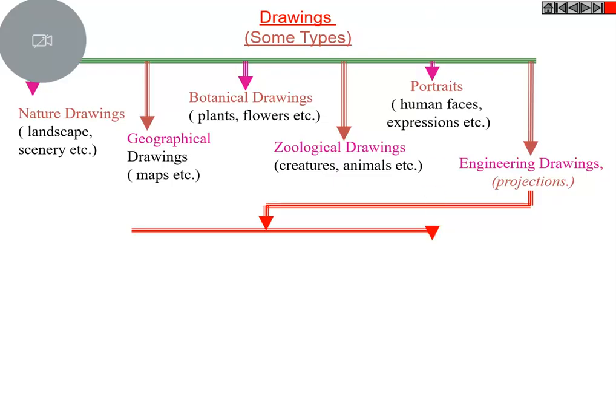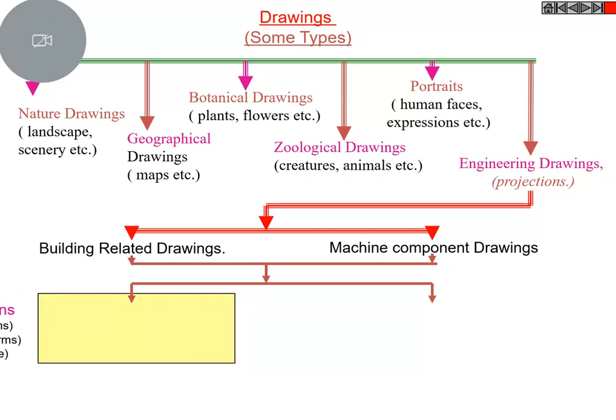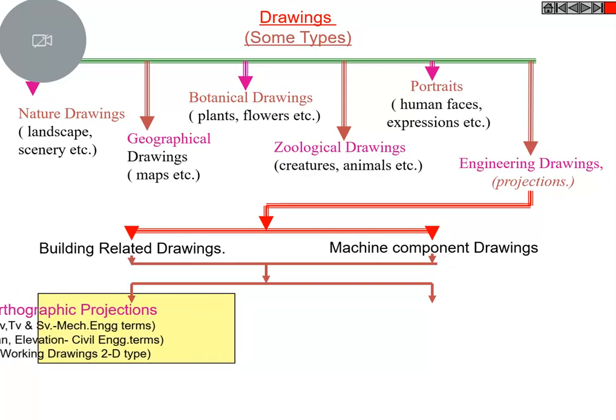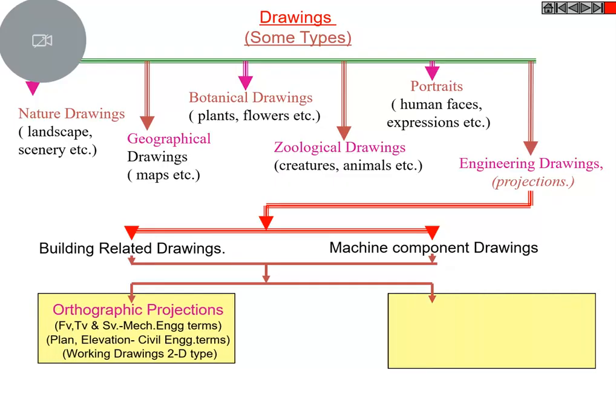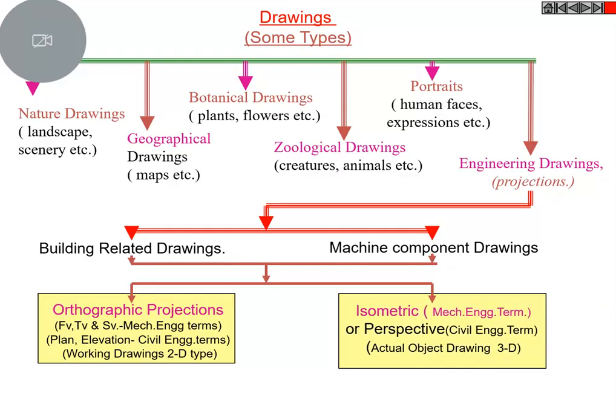But in engineering drawing, what we really do is building related drawings and machine component drawings. Under that, for the building related drawings, we do orthographic drawings, and for the machine component drawing, we do isometric or perspective drawings, which are related to civil engineering and mechanical engineering. Isometric drawings give the 3D views of the object, and in the perspective view, when you place the object at a certain orientation, you will see exactly what is going to happen.